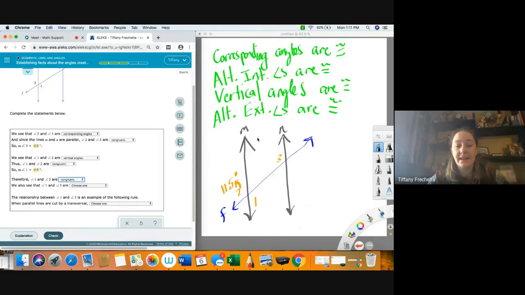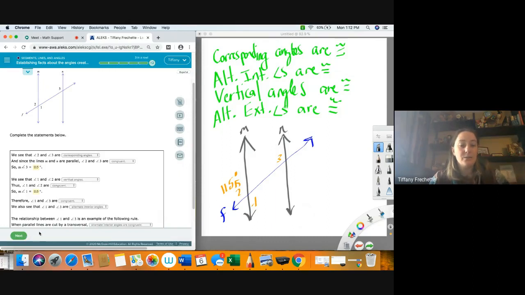And then we can see the relationship here. So 1 and 3, they want us to describe this relationship. Remember, this is interior. And they are on alternate sides of the blue line. 3 is on the bottom, 1 is on the top. So if I have angle 1 and I go to the other side of the line, I need to slide down. There's 3. So that makes them alternate interior angles. So the relationship between 1 and 3 is an example of the following rule. When parallel lines are cut by a transversal, alternate interior angles are congruent. Check. Yay! We finished another one.